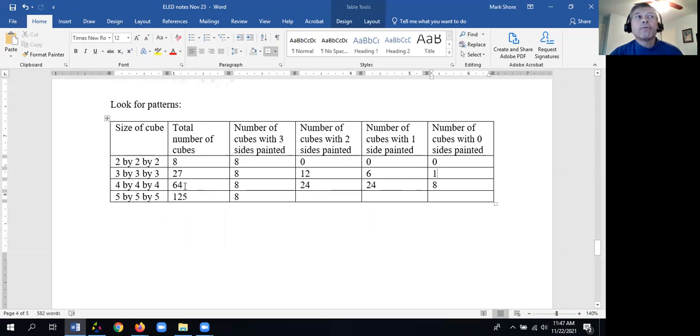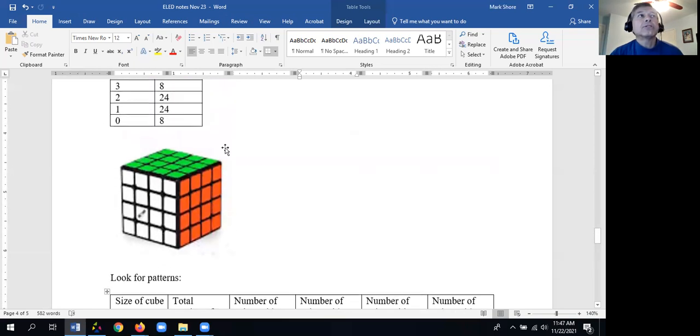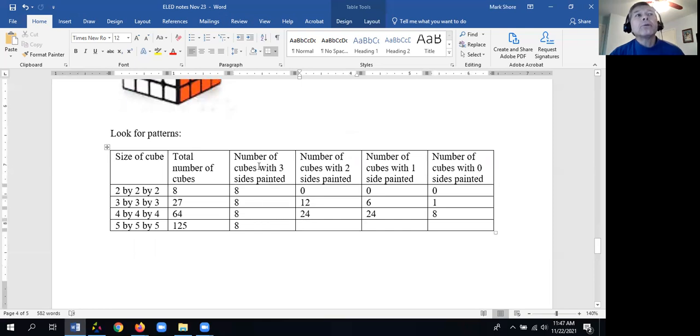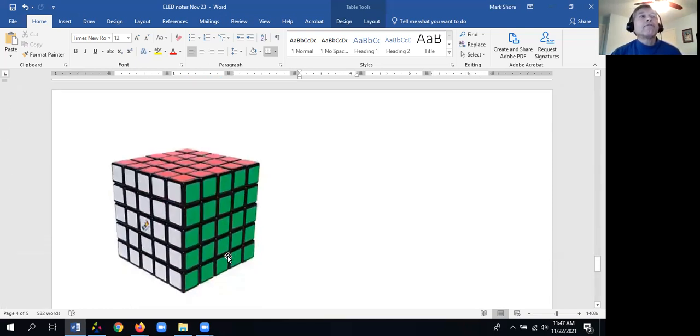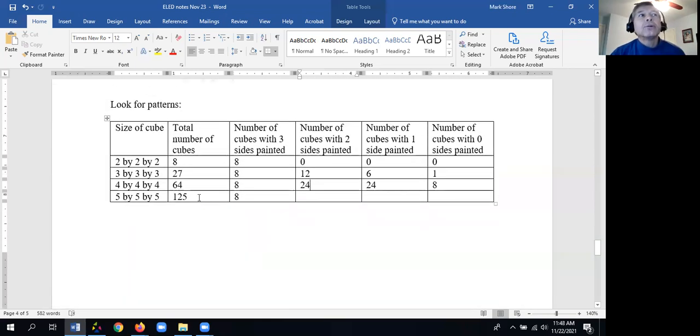Then on the 4x4x4 that we just went over, again, there's 8 corners. So 8 have 3 sides painted, 24 have 2 sides painted, 24 have 1 side painted, and 8 have no sides painted. That's this chart that we made right here. But now we're looking for patterns going down. So if we go up to a 5x5, we don't want to count up all these things. You can, but you can see how hard it was with the 3x3 and the 4x4 to do it. So can we get a pattern going down?